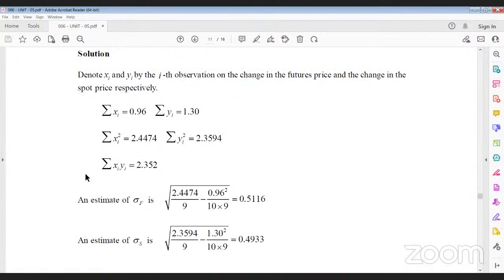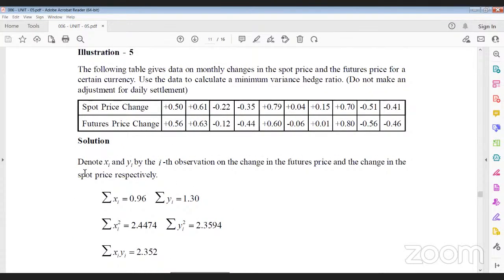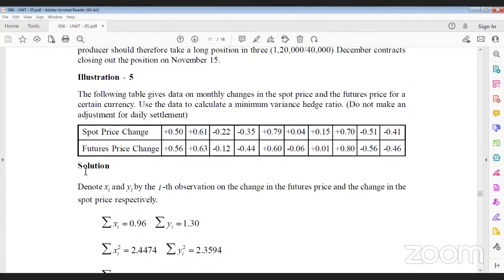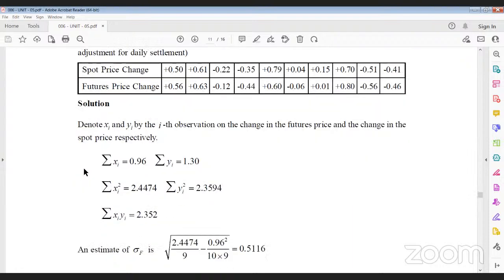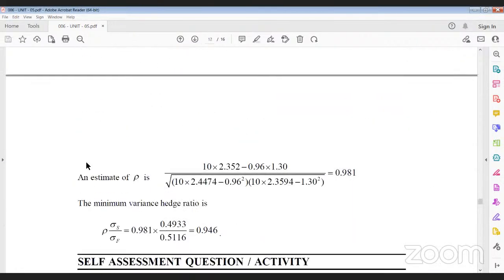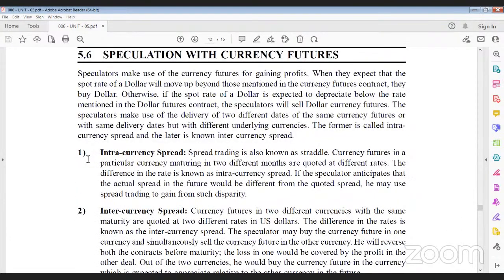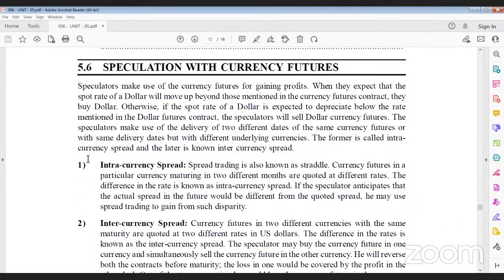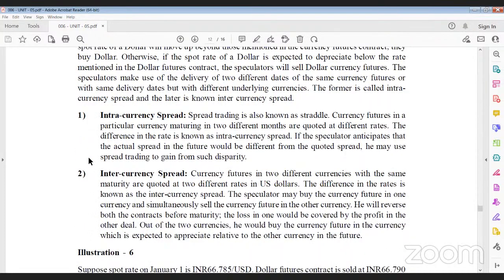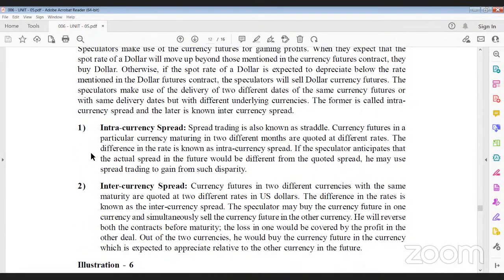All right. Then we have another illustration, also based on a table, where you have to calculate the hedge ratio for the settlement. Then we move on to learn about speculations and anticipations with currency futures. Now, there are two major types. The former is called intra-currency and the latter is known as intercurrency spreads.